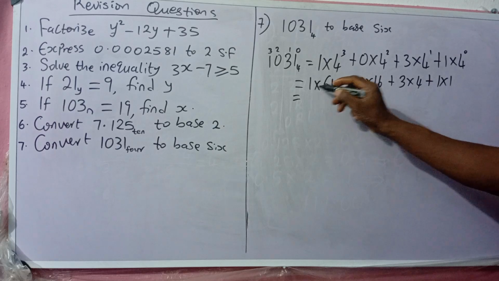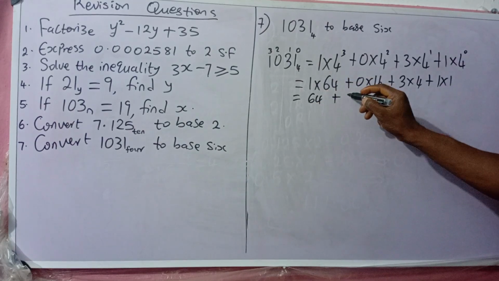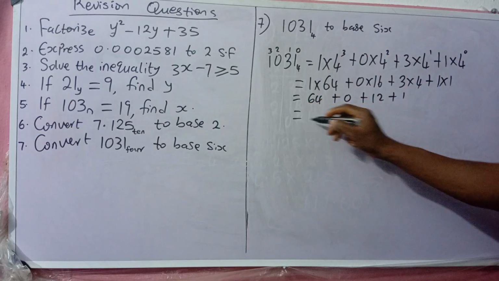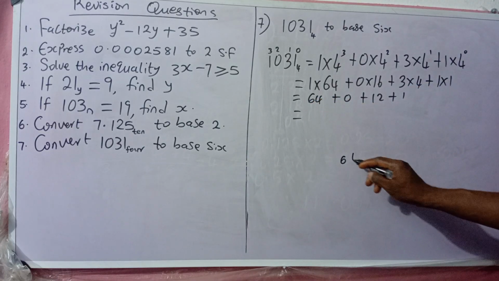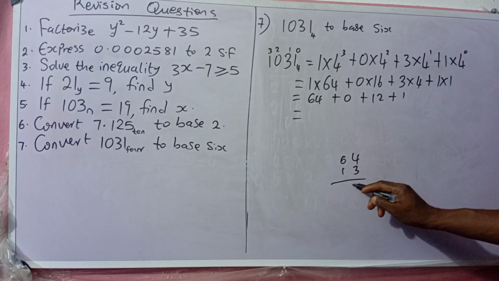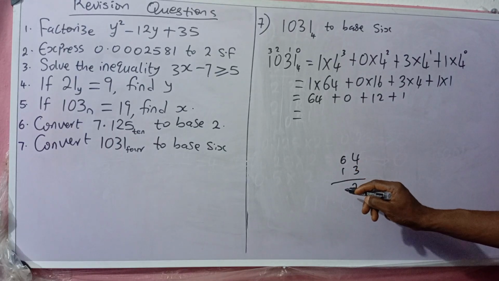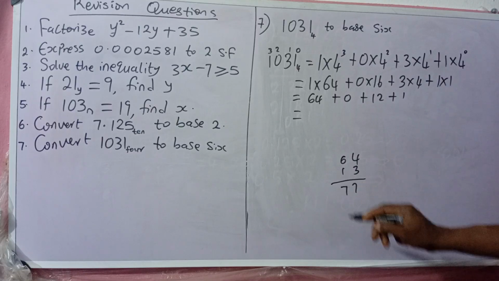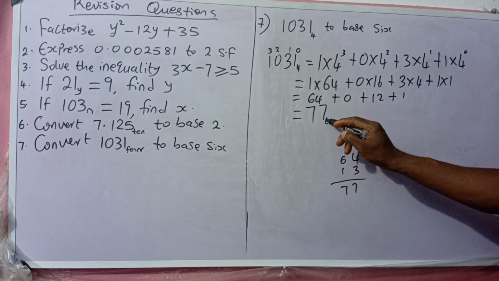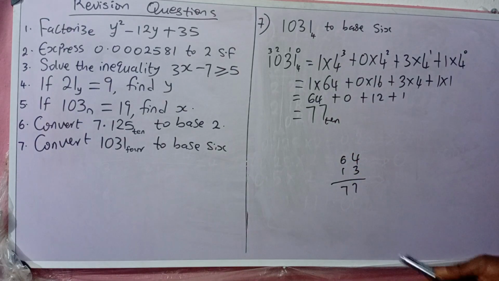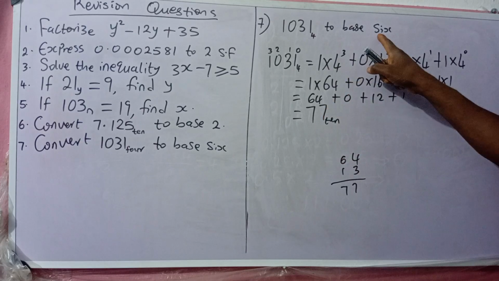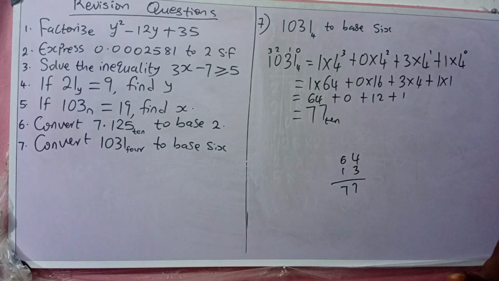So here we have 64 plus 0 plus 12 plus 1. Merging them together, we have 64, and 12 plus 1 is 13. That will give us 77. So what we have is 77 in base 10. Now what we are to do is convert 77, which is in base 10, to base 6, which is the final destination.